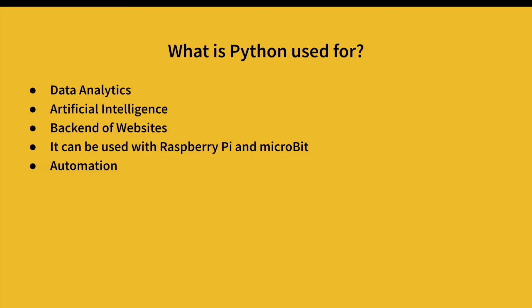So, what you can do with this, for data analytics, you can analyze data, of course. AI, you can make a face tracking application. That's how self-driving cars are made with machine learning. And Raspberry Pi and Microbit, you can create cool stuff, like cool pieces of hardware.